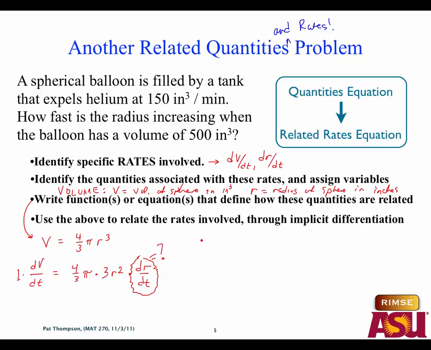So if we're going to find that, how fast the radius is increasing, that means somehow we're going to have to get every other value in that equation. So dV/dt, do we know it or can we find it? That's 150. That's our given dV/dt.